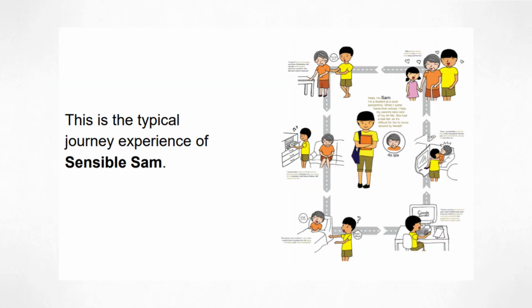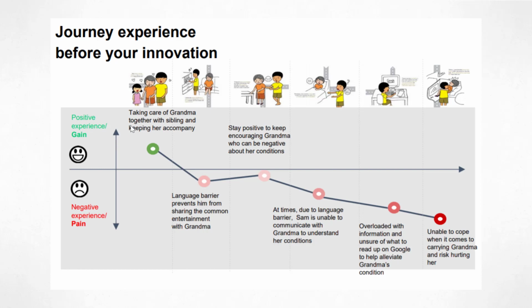In order for us to explain the benefits, let's take a look at a simple journey of Sensible Sam. Sensible Sam is a polytechnic student in Singapore, and he's trying to take care of his grandmother. Let's journey with him through this experience and understand what are some positive or negative experiences he goes through. So at the start, taking care of his grandmother with his sister, keeping her company, that is actually a positive experience.